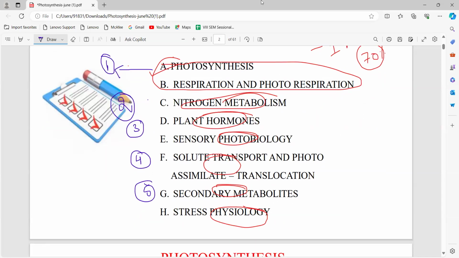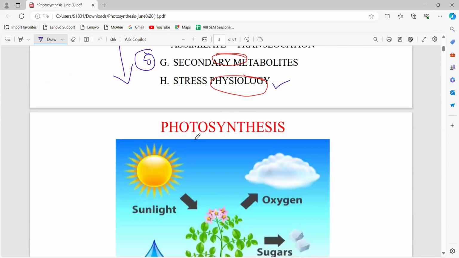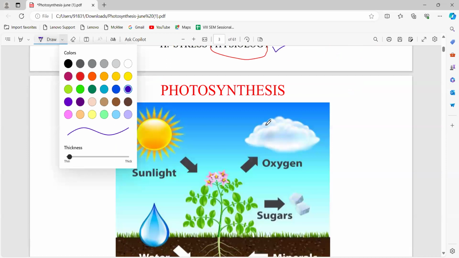Since it is a revision course, I will cover the five topics very briefly and elaborately. But I want you to also focus on stress physiology and sensory photobiology. In the previous classes we have discussed them, and I want you to cover those topics as well, but these five topics are the highest preference. You have to read those five topics compulsorily for the exam. All right, I'll go a little faster, try to cope with this.